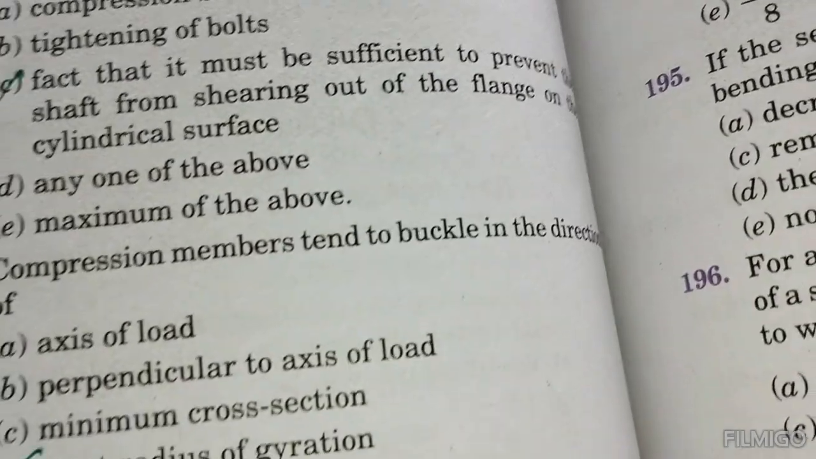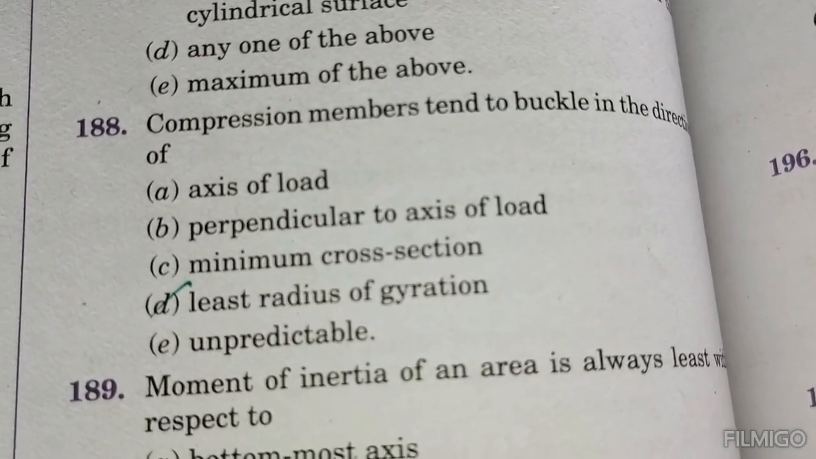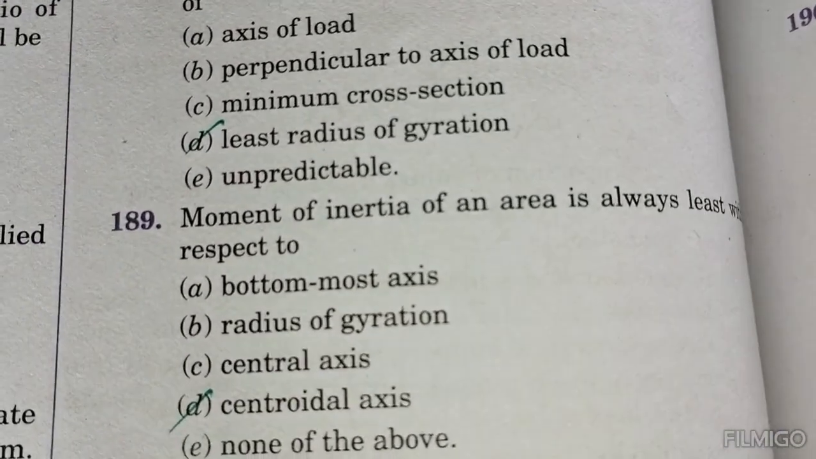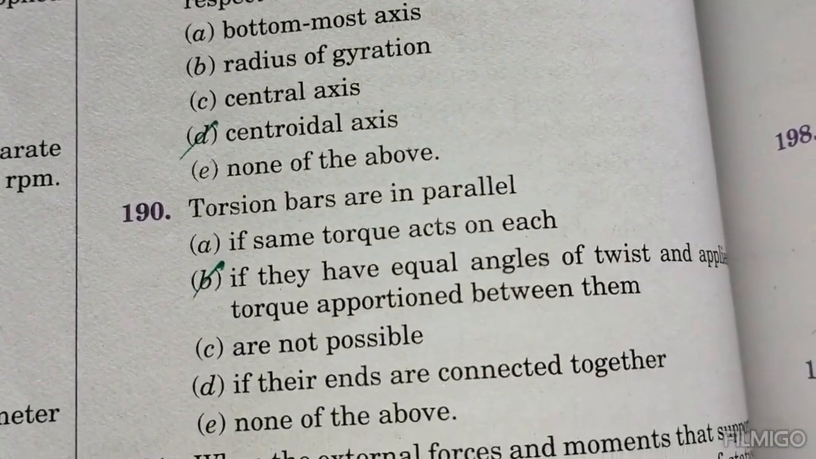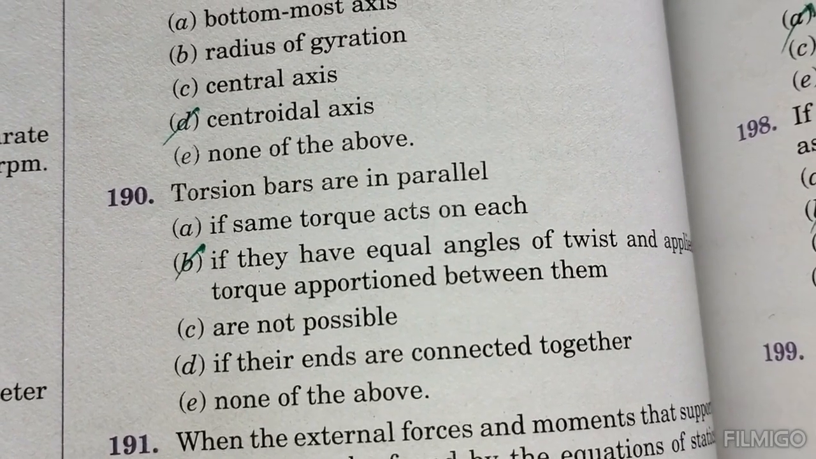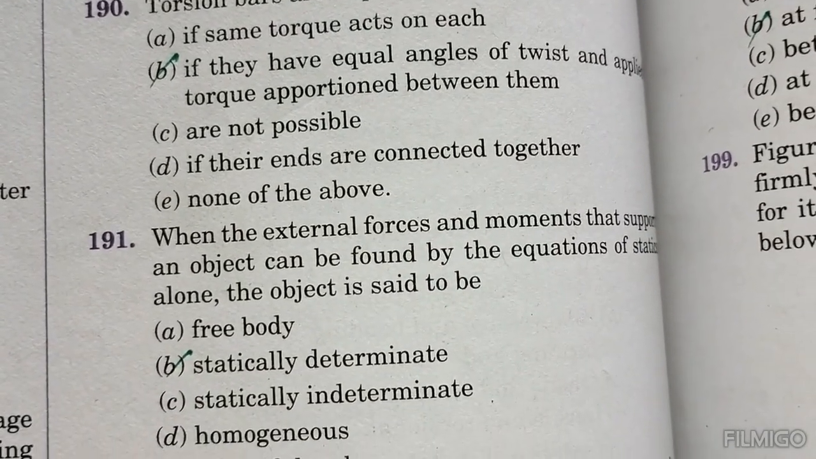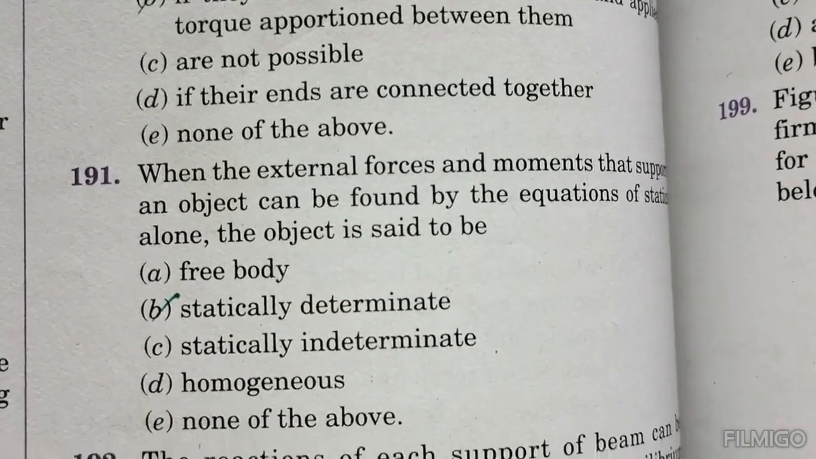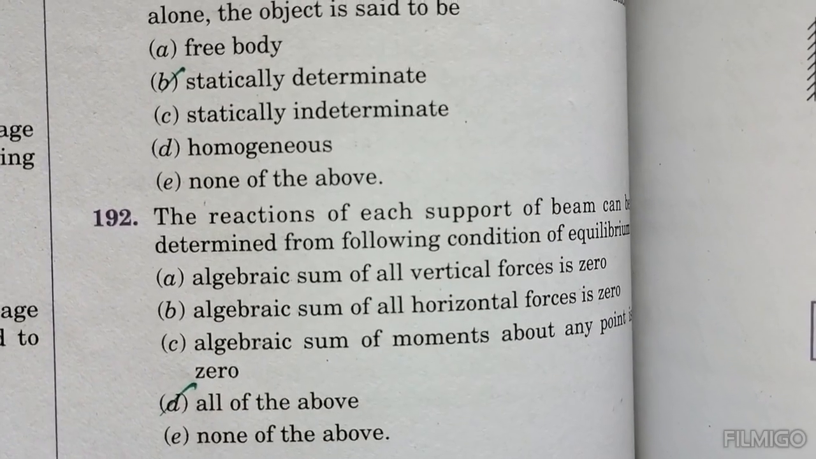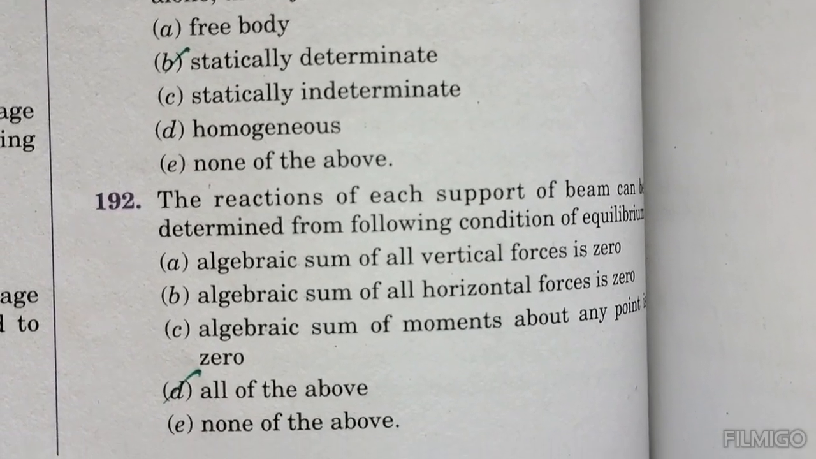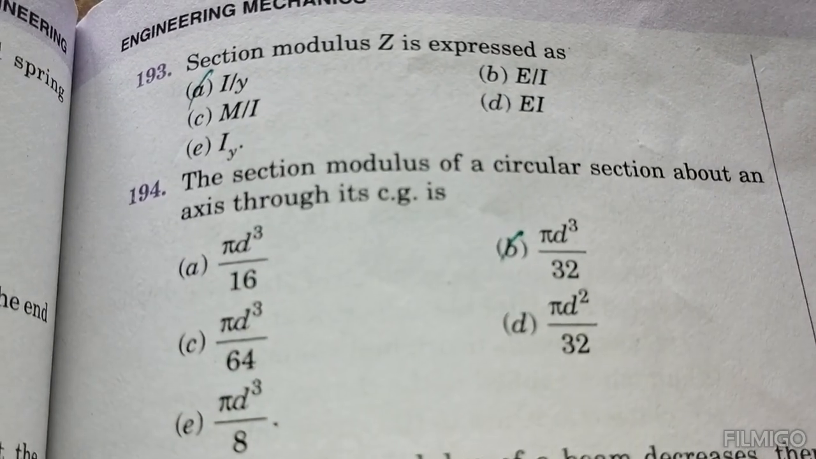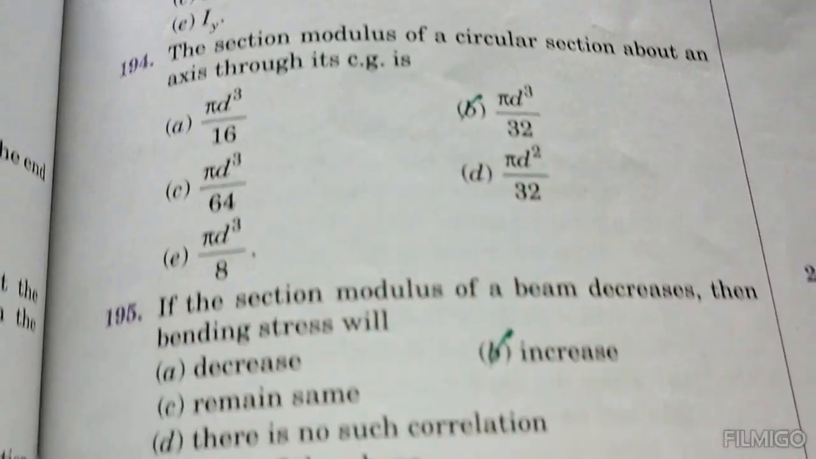A compression member tends to buckle in the direction of least radius of gyration. Moment of inertia of an area is always least with respect to a centroidal axis. Torsion bars are in parallel if they have equal angles of twist for the applied torque. When the external forces, moments and supports of an object can be found using the equations of equilibrium, the object is said to be statically determinate. The reaction of each support of a beam can be determined from the following additional equilibrium equations: all of the above. Section modulus Z is expressed as I by Y. The section modulus of a circular section about an axis through its center of gravity is pi d cube by 32.